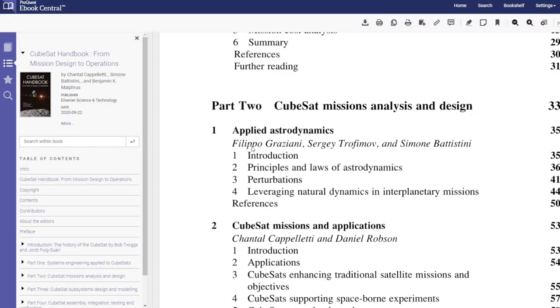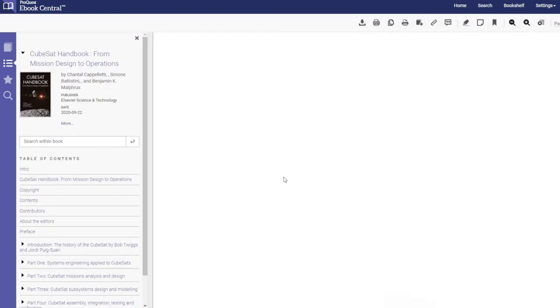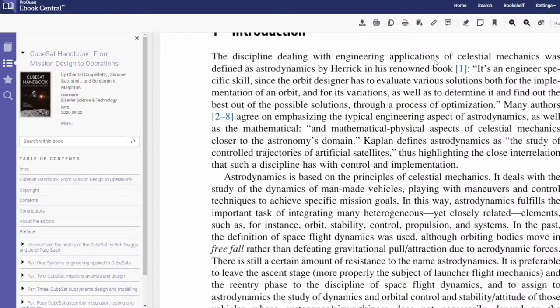Page 53. Yep, page 53. What's that? CubeSat missions and applications. There we go. It's also on page 33, but that's fine. This loading is going to take a while. Discipline of dealing, celestial mechanics. I'm going to not read out loud again. Good luck to you all.